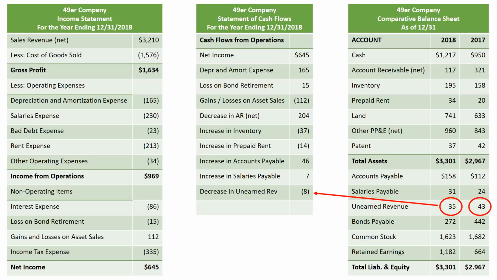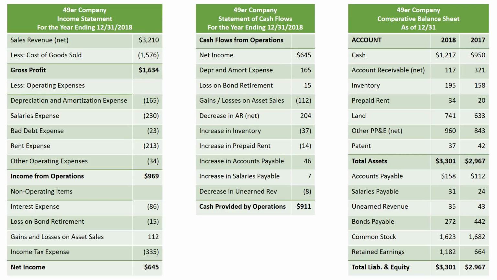And so now we've taken into account all the adjustments from the comparative balance sheet for our current assets and our current liabilities. So we sum all that up, and we can see that cash provided by operations is $911. A positive cash flow from operations is pretty typical, and it's expected. Maybe young companies that are just starting out might have negative operating cash flows, but generally speaking, you want to see positive cash flows from operations.